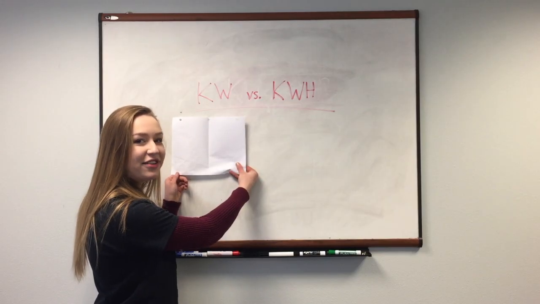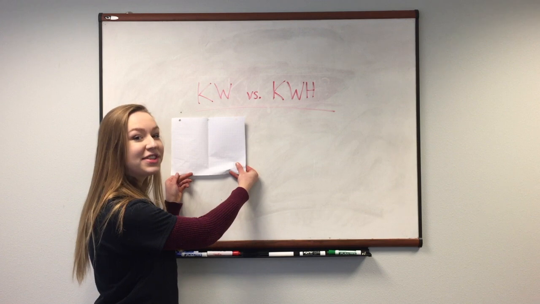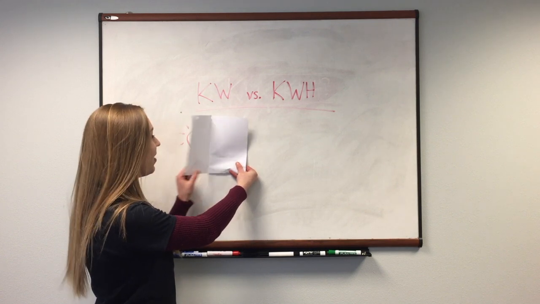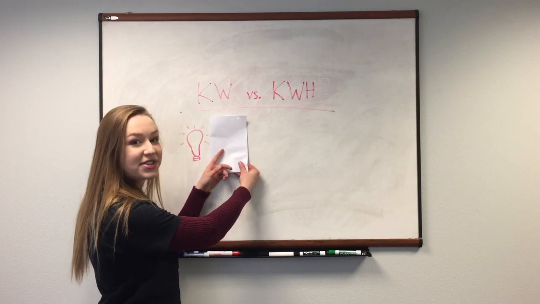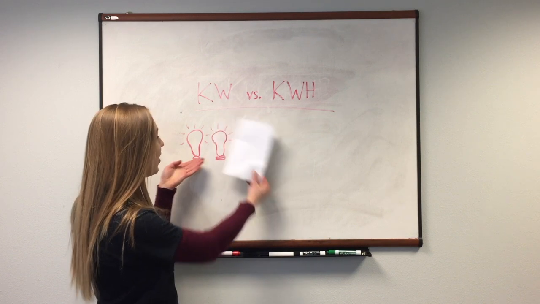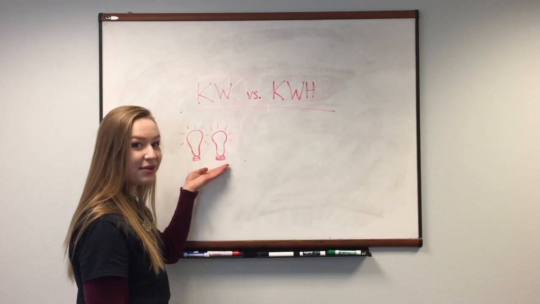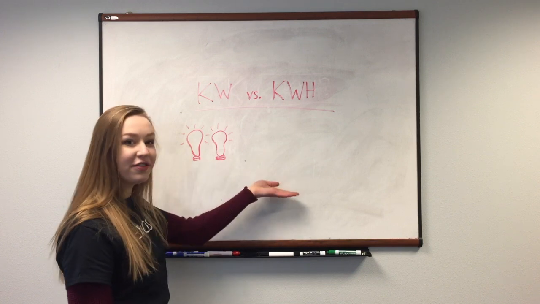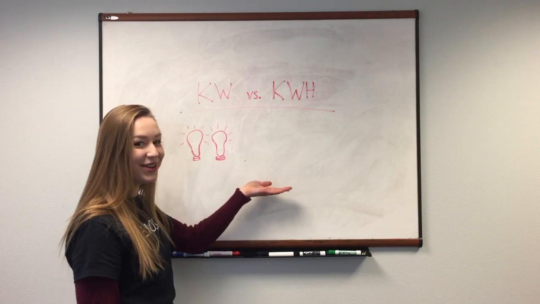One concept that's kind of confusing is the difference between kilowatts and kilowatt hours. Let's say you have a really big light that takes 1 kilowatt to turn on, so that's the rate that it requires. If you have 2 light bulbs, it would take 2 kilowatts. And let's say you keep these both on for an hour, then that would require 2 kilowatt hours.